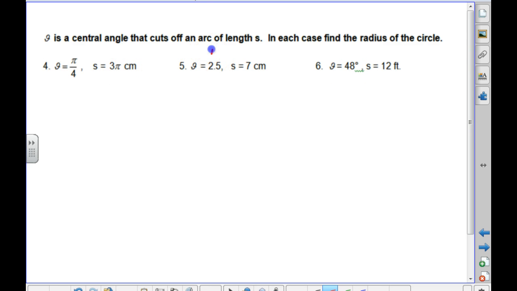Is this radians or degrees for number 5, when it says theta equals 2.5? Radians, because it doesn't have a label, so it is already in radians. And it wants the angle in radians, but how do we find what? Find the radius. It would be so much better if I read the question. How do you find the radius given the arc length and theta? You're still using this formula, but S divided by theta will give you the radius.